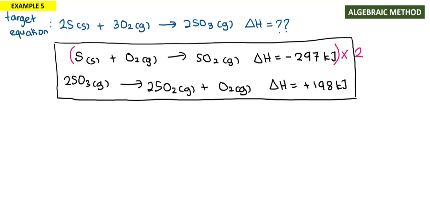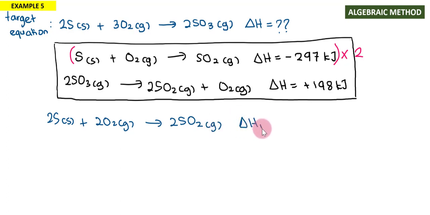So this will give me 2 moles of sulfur solid plus 2 moles of oxygen gas produce 2 moles of sulfur dioxide. Here I'll label my delta H as delta H1, equals negative 297 times 2, so we will get negative 594 kilojoules. Now for sulfur, it is settled: 2 moles of sulfur on the reactant side, also on the reactant side.